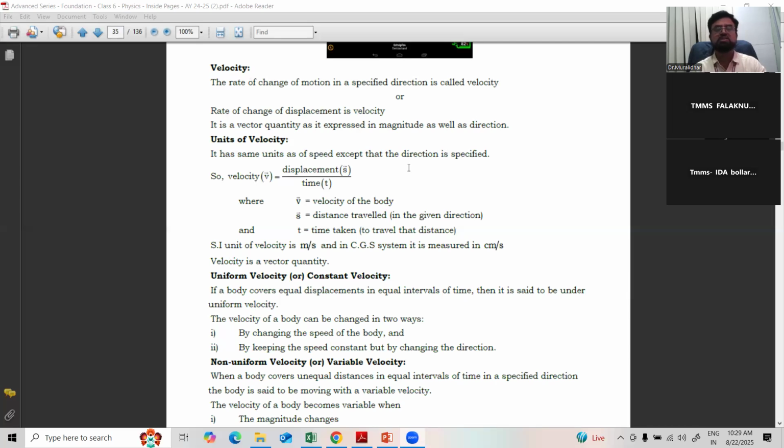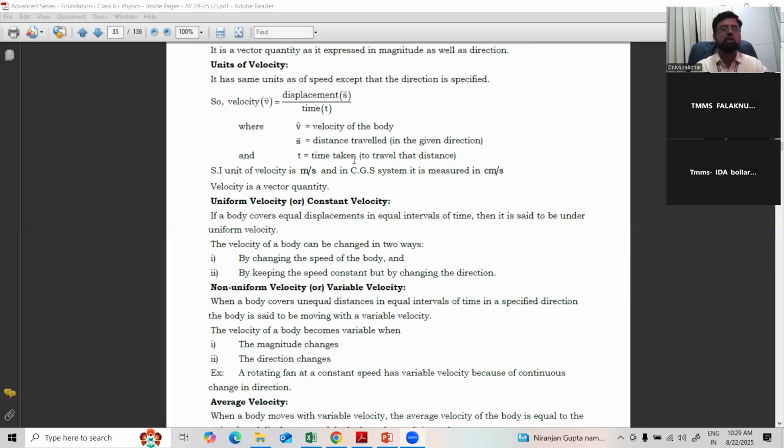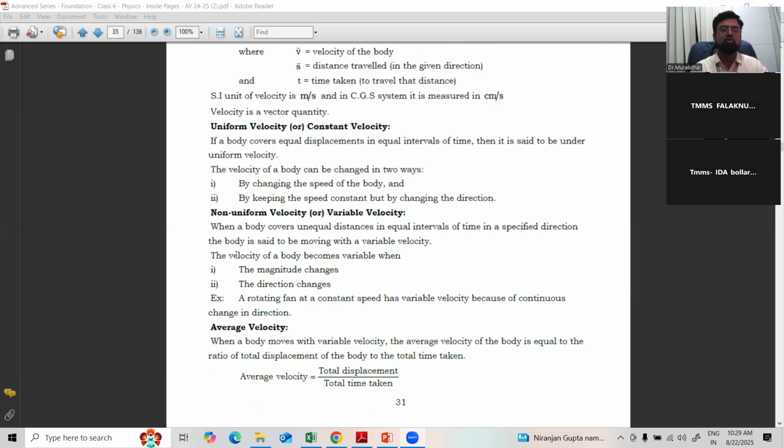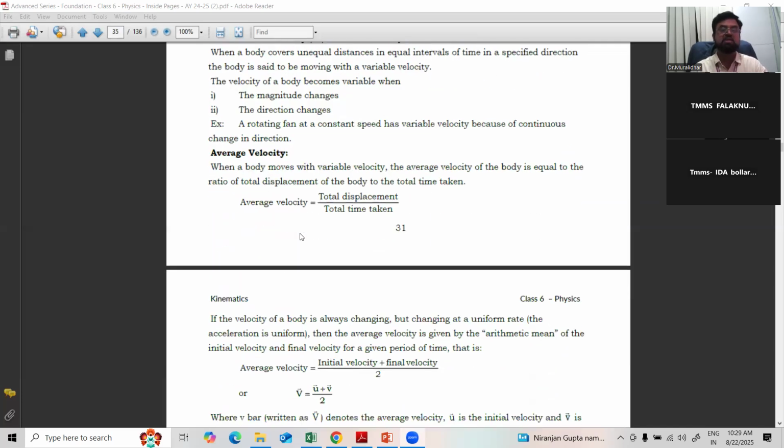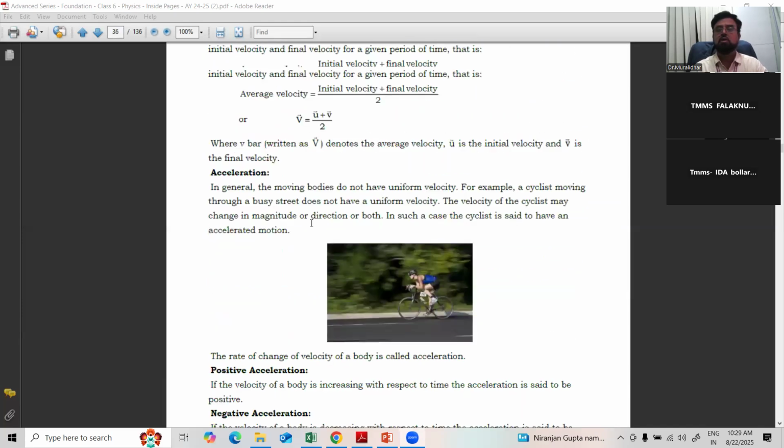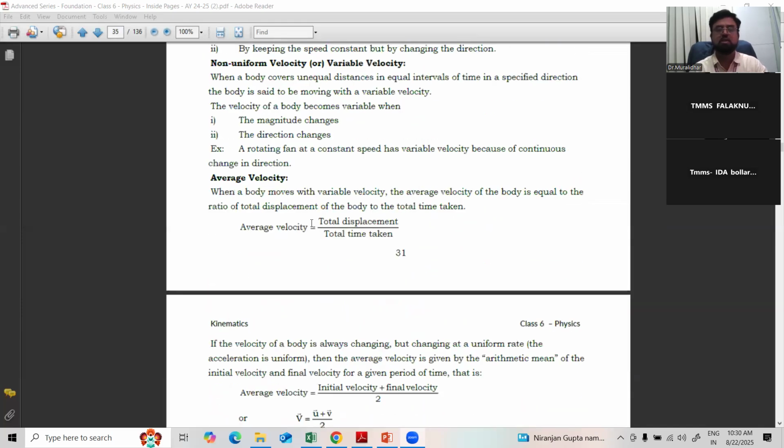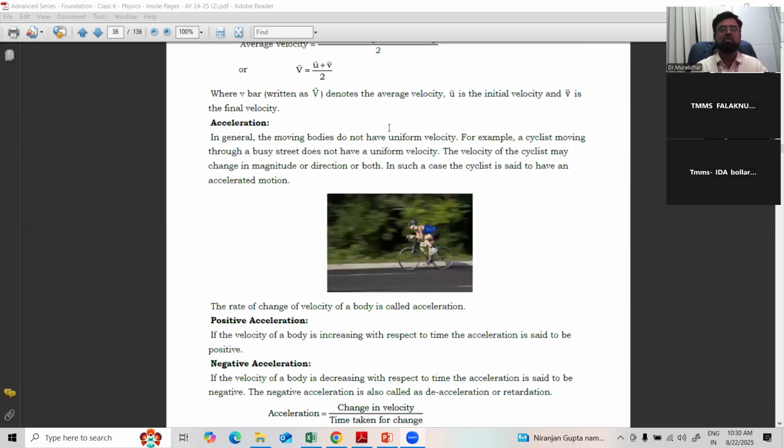Clear? Now velocity is the same, but instead of distance, you take displacement. Displacement is a vector quantity, whereas speed is a scalar quantity because it is distance by time. The rate of displacement is called velocity. It is also measured in meters per second or centimeters per second. Here also, covering equal displacements gives uniform or constant velocity, otherwise non-uniform or variable velocity, and average velocity. It is common for both. This is about speed and velocity.